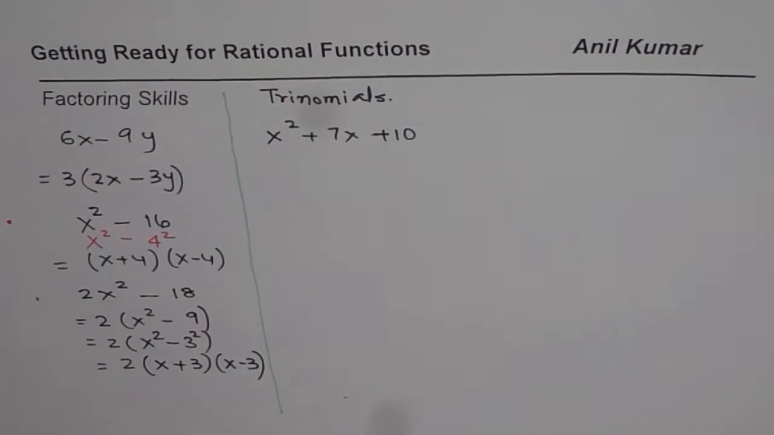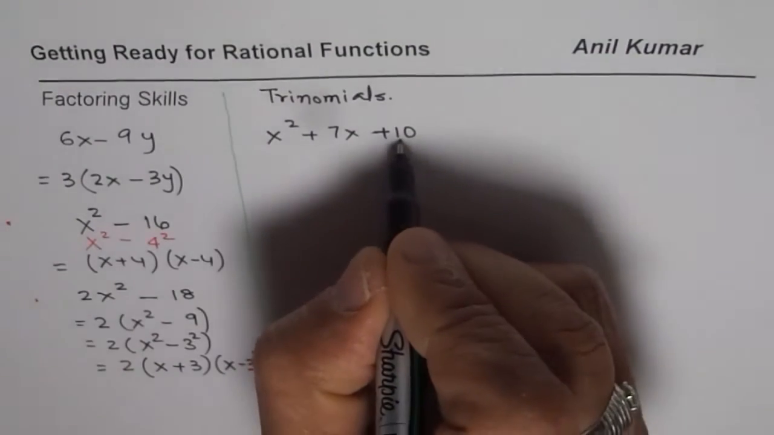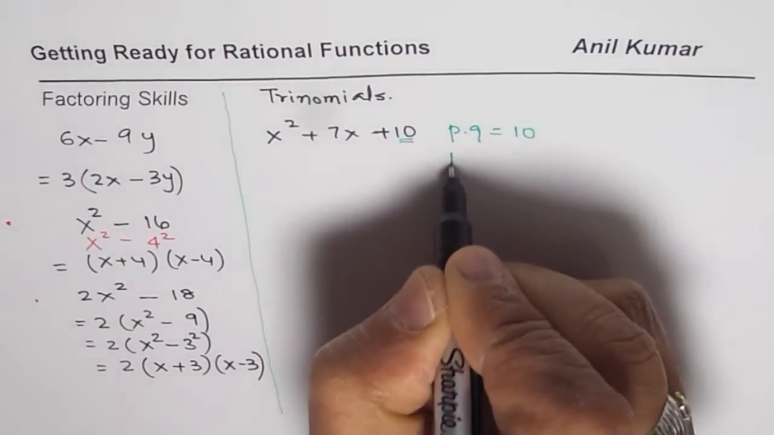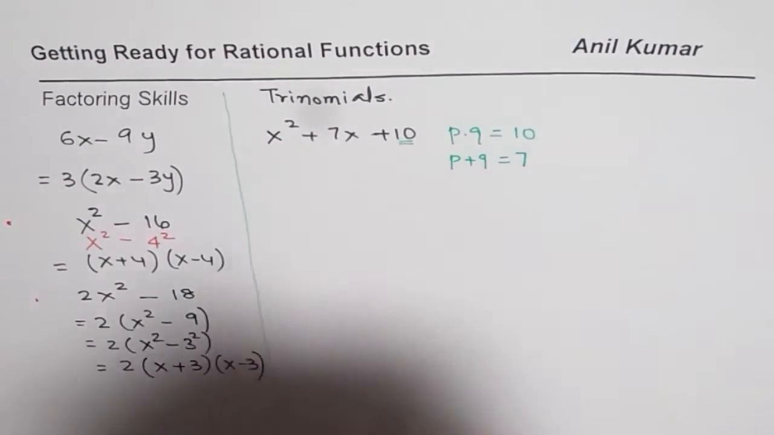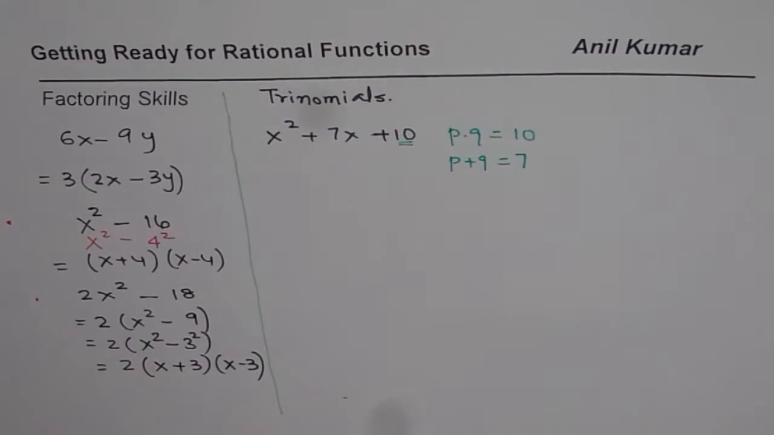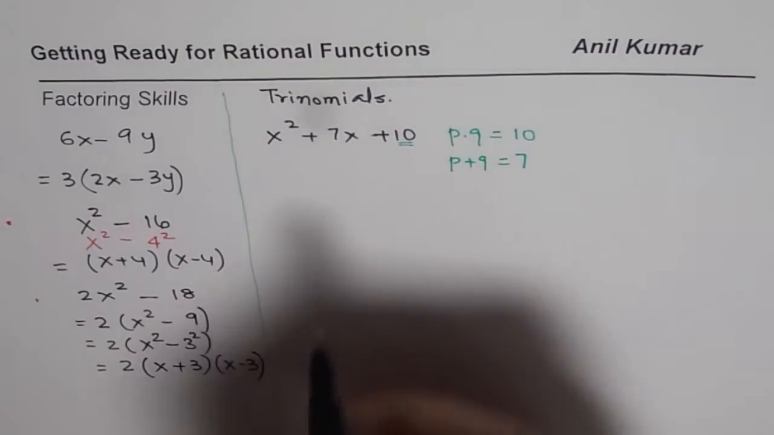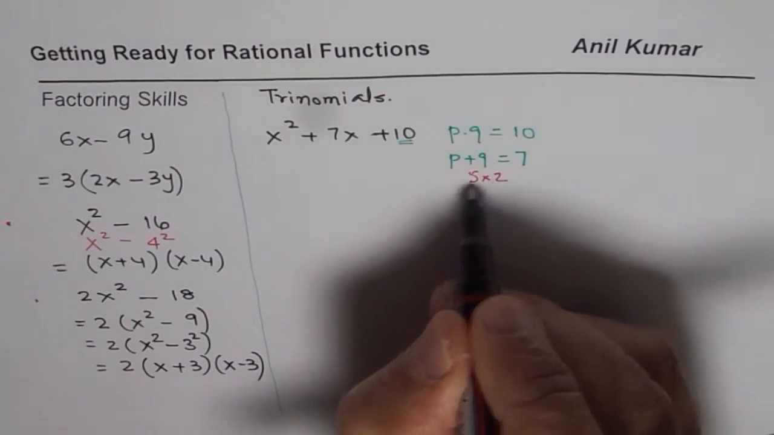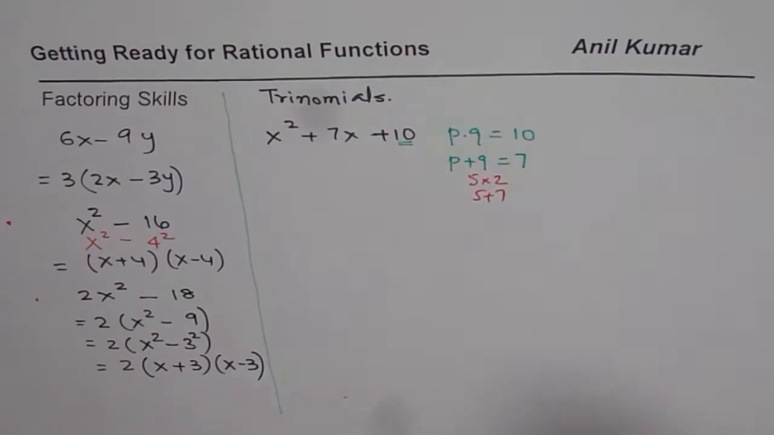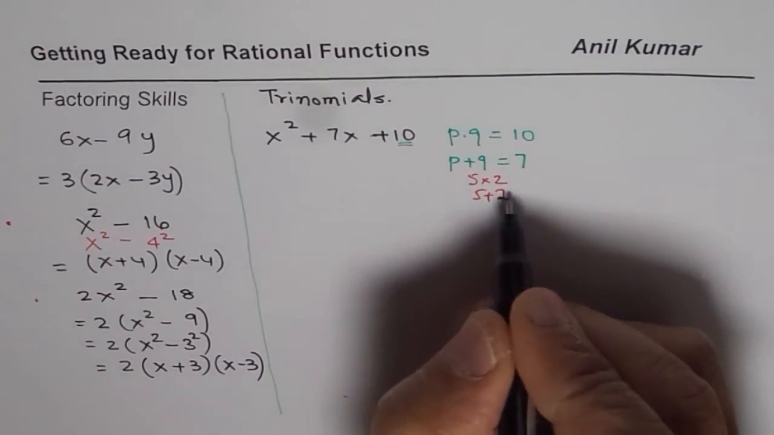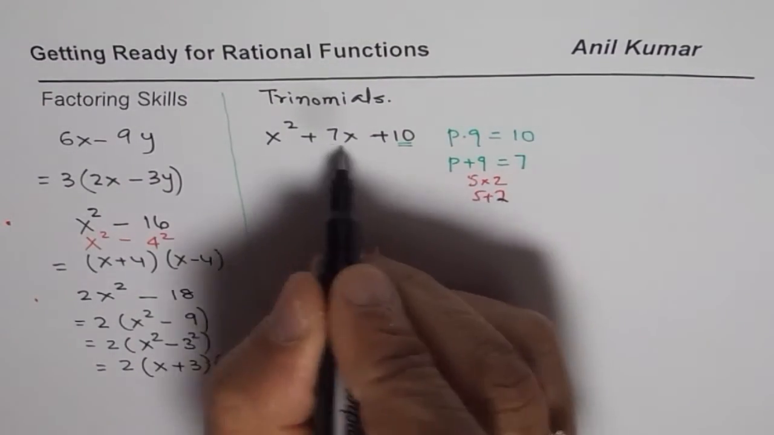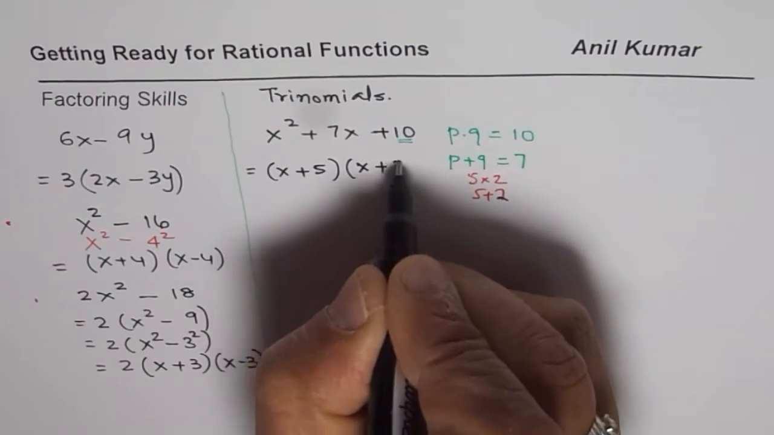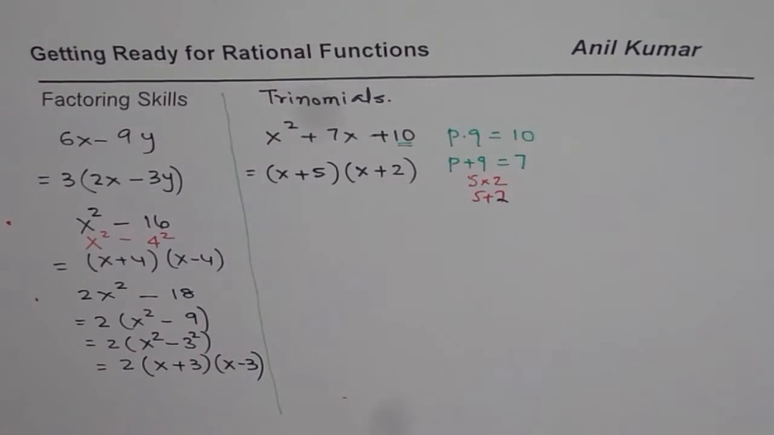Now for trinomials, we are looking for 2 numbers whose product will be this number, right? So we are saying what are the 2 numbers p and q which when multiplied give you 10, and when you add them up you get 7. So 10 you can get by 10 times 1 or 5 times 2. 5 times 2 is what we'll work with, since when you add them you get 7, right? So that's the whole idea. So these are the 2 numbers, 5 and 2. So we could split 7 into these 2 numbers and factor this as x plus 5 times x plus 2, right? So when you expand, you will get the trinomial we started with, right?